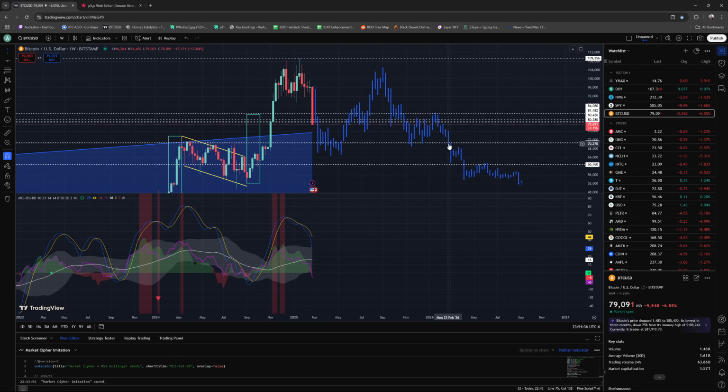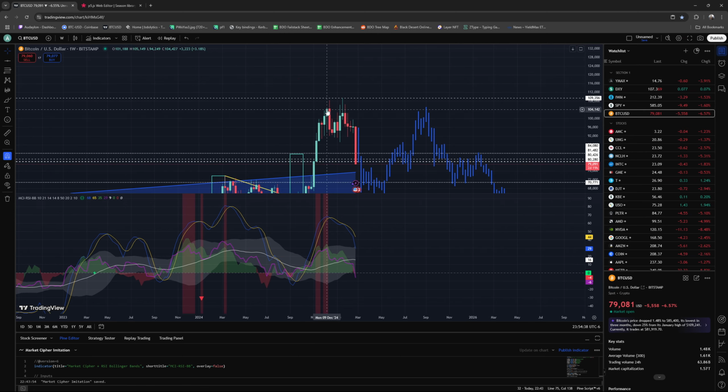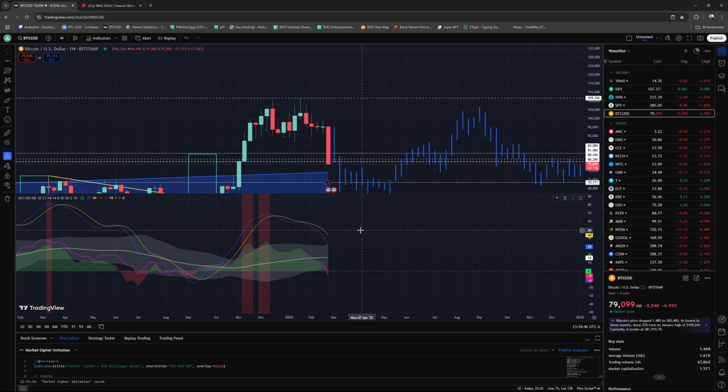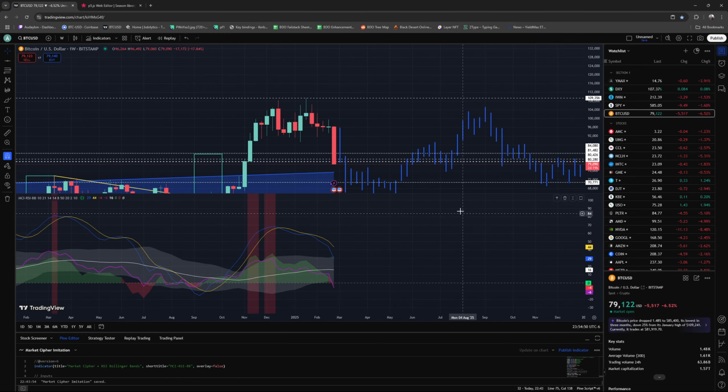So not only that, but we have a higher high and then a lower high of 105K if we copy that move forward too. It's not looking good for anything.